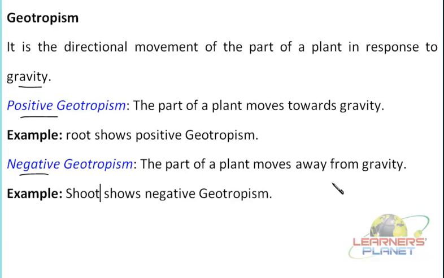So what do you think? Which part is going to show the positive response and the negative response? The examples are mentioned here itself: roots always show positive geotropism, and shoots always show negative geotropism. That means roots tend to grow in the downward direction towards gravity, whereas the shoot tends to grow upright, in the upward direction away from gravity. And if it is growing away from gravity, it is actually growing towards the sunlight, because sunlight and gravity are located in very opposite directions, isn't it? So this is an example of how these directional movements take place.